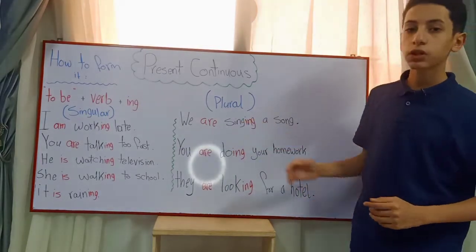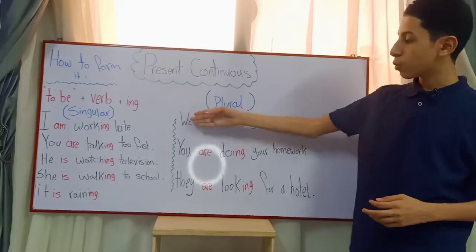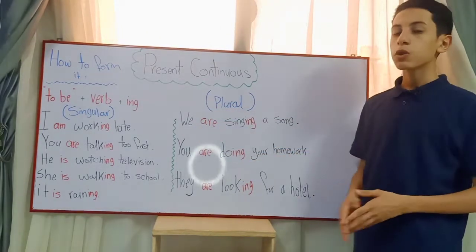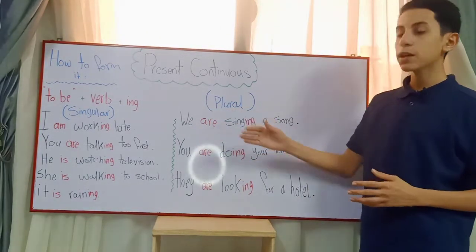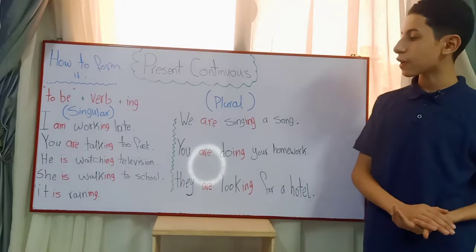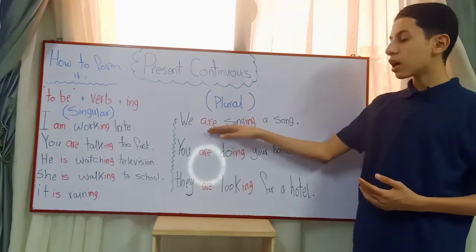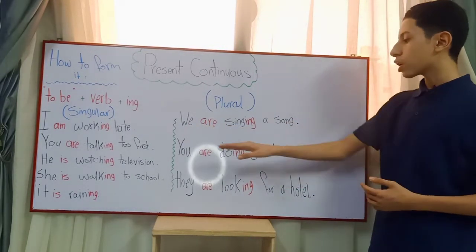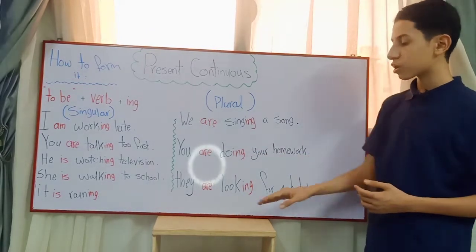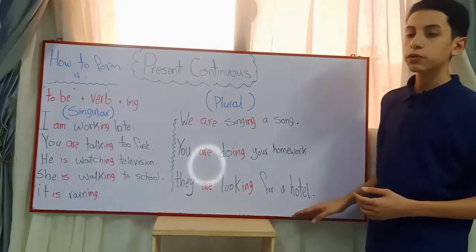And with the plural pronouns, we, you, and they, we do exactly the same: to be plus the verb plus ing. For example, we are singing a song. You are doing your homework. They are looking for a hotel.